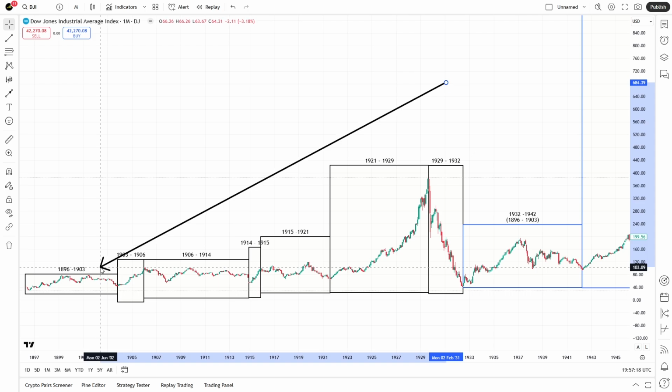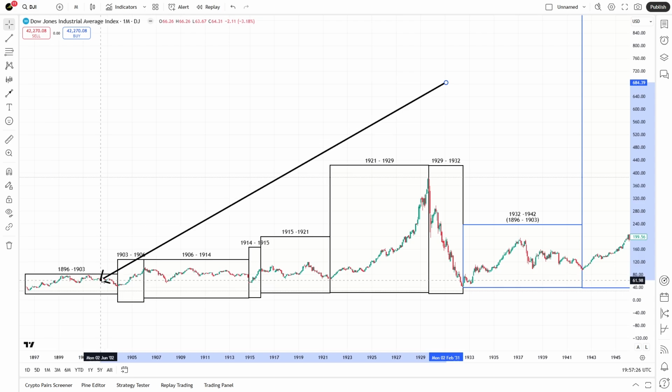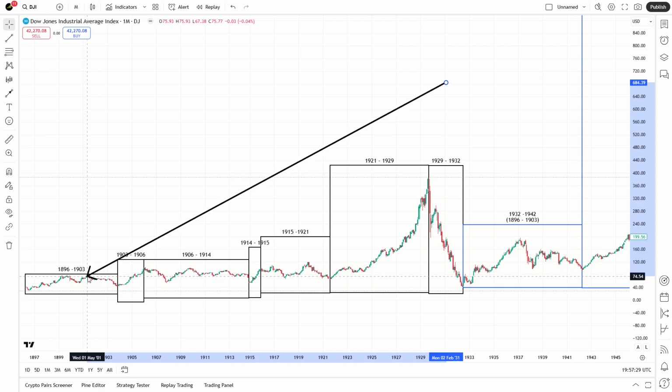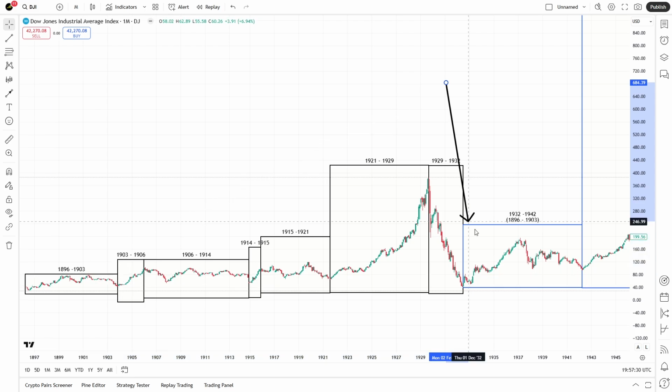So what we can do to confirm that this is indeed at play, we can take this fractal, let's copy this structure and make a fractal of it and paste it over here.